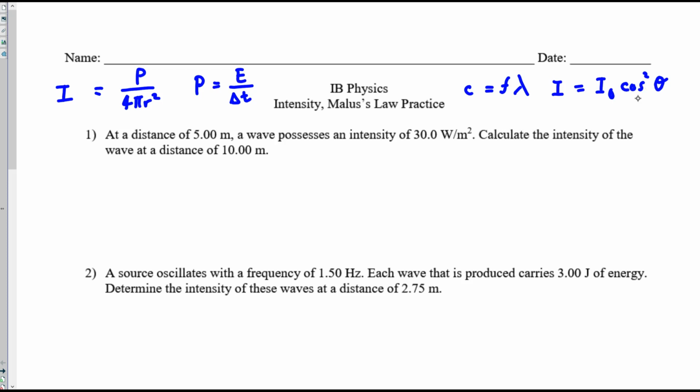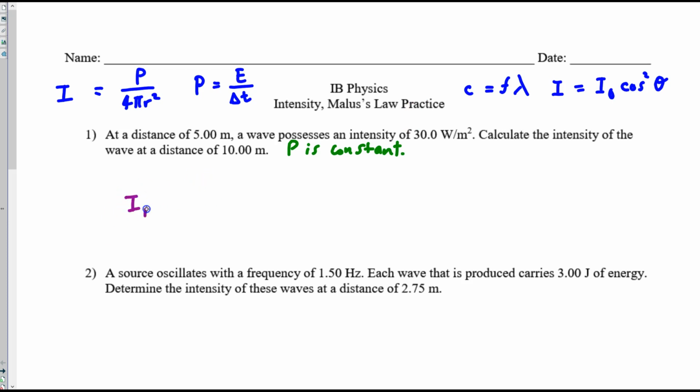At a distance of 5 meters, a wave possesses an intensity of 30 watts per meter squared. Calculate the intensity of the wave at a distance of 10 meters. You might think to use this equation, but there is no filter, so instead we're going to use this one. Now we have to assume that power is constant. And that's true as long as there's no damping or objects standing in the way that absorb some of the power. Okay, if power is constant, there's two ways to approach it.